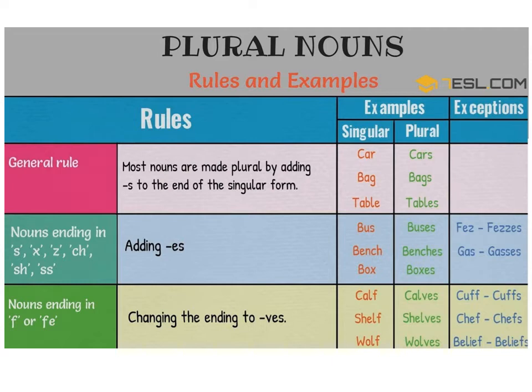The last one is wolf. We replace it with VES and now it's wolves. But there are some exceptions. Cuff, if it's double F, we put S on it, it's cuffs. And then for chef, chefs. And then belief, beliefs, not believes. Okay? Belief, beliefs.